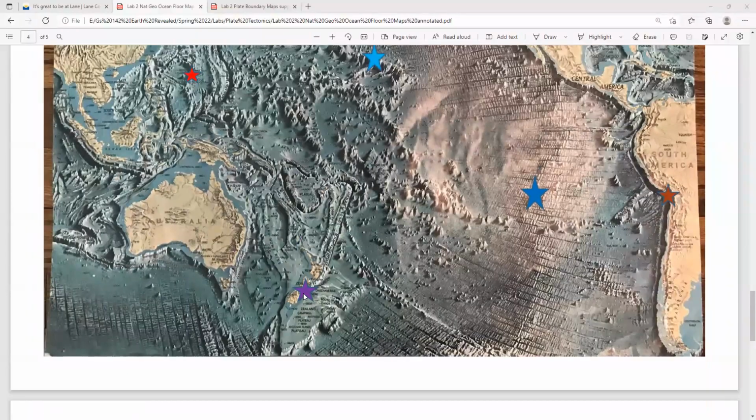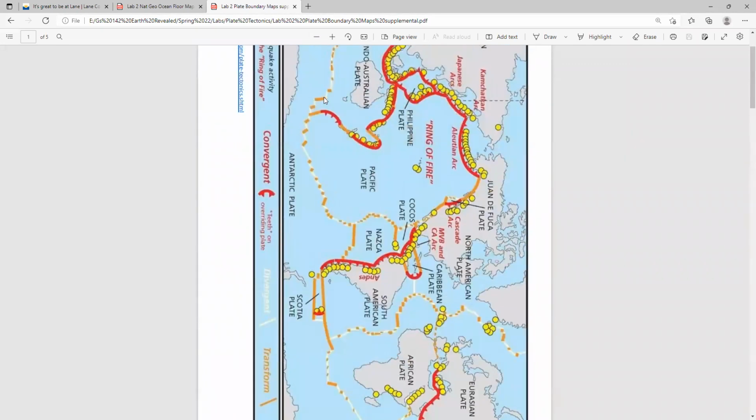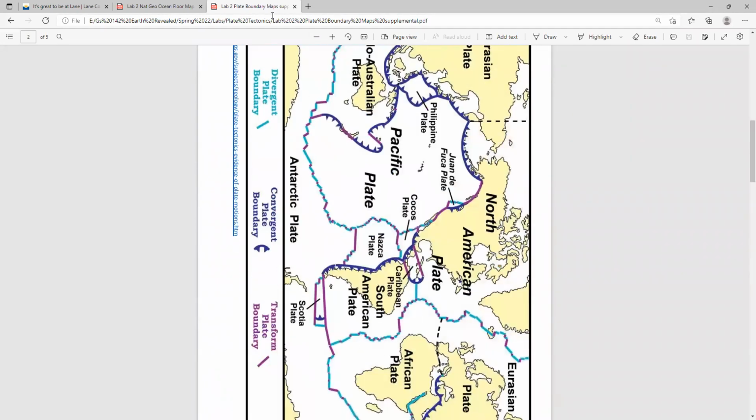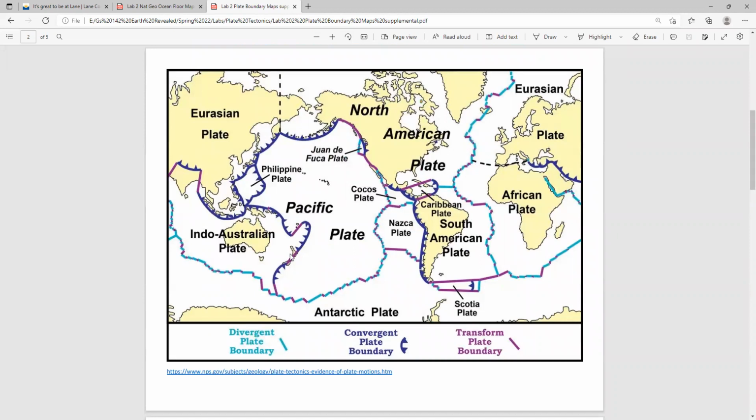Here's the purple. So Christchurch, this is the South Island here. That's the North Island. Okay. Let's go to our plate map, our plate boundary maps, and take a look at that. This one might be the most instructive. Right, here's New Zealand.